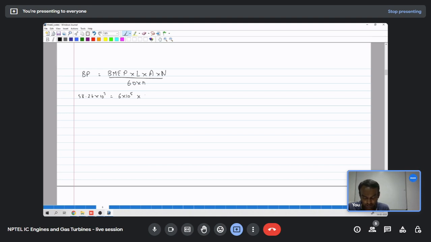So L is stroke length, so I would write L into area, which is pi by 4 d square, into N divided by 60 into n. So the small n is 2 since it is a 4-stroke engine. Now we know that L is equal to d. I can have everything in terms of d, and we know mean piston speed is equal to 12 meter per second. So that is 2 LN by 60 is 12.